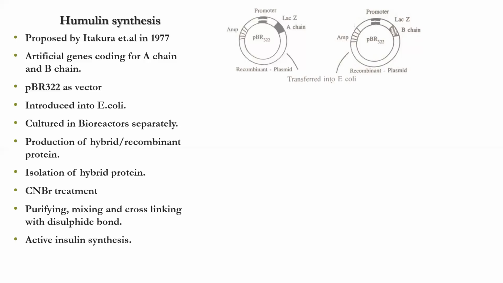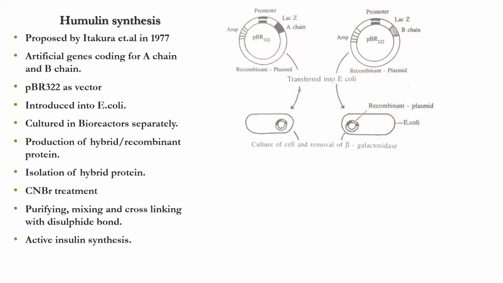Now, these recombinant plasmids or recombinant DNA are introduced into E. coli cells. Just remember, separately, not into the same bacterial cell, but into different bacterial cells, such recombinant DNA were introduced. So this is a bacterial cell with recombinant DNA consisting of the A chain gene, and this is a bacterial cell transformant consisting of the recombinant DNA with the B chain gene.